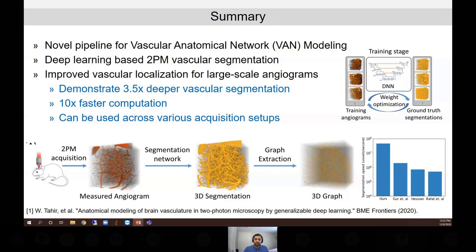To basically summarize our work, we propose a novel pipeline which starts from two photon microscopy acquisition down to the graph extraction and getting an accurate graph of the blood vessels. In this particular study, we focused on the segmentation and basically present a deep neural network for accurate vascular segmentation in large-scale two-photon microscopy angiograms.